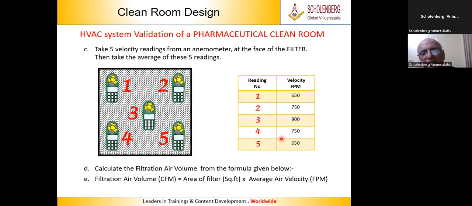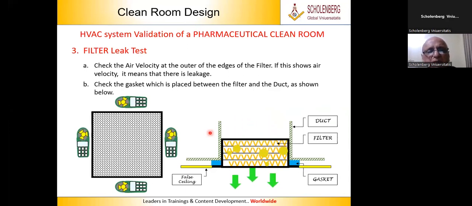How you take it, just see, everything is absolutely crystal clear. You take this instrument, the anemometer, and you have to take 5 readings. I've shown you the 5 readings, how you take it. You take 2 here, 2 here, 1 in the center, and accordingly we explain to you what the velocities coming from this should be, and then the formula is given for how to work it out. Then the leak test.